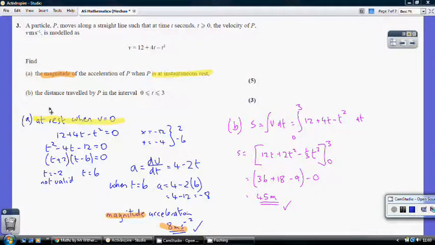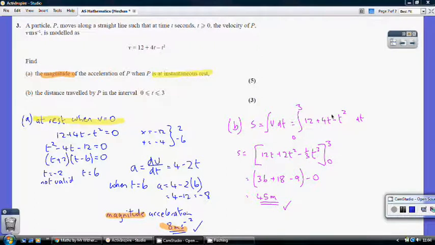Now part B, we're being asked to work out the distance travelled by P. So how do we get our distance equation? Well, distance, displacement, is what we get when we integrate velocity. So we're going to integrate the velocity equation between 3 and 0. So integrating this, we get 12t plus 2t squared minus a third t cubed.